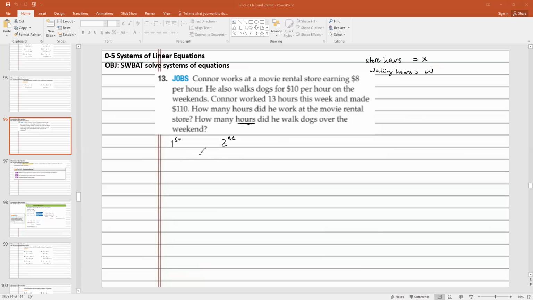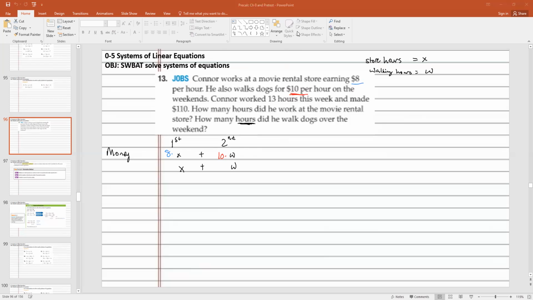So what you want to do is usually you're going to just add them. So plus we have X, W. And for the first one, usually this is going to be like the price, the cost, or the earnings. So this is going to be the money. How much does he earn at the rental store per hour? $8 per hour. So it's going to be $8 times every hour that he works there. So 8 times X plus, and then he walks dogs for $10 per hour. So here this is $10 times every hour that he walks dogs.